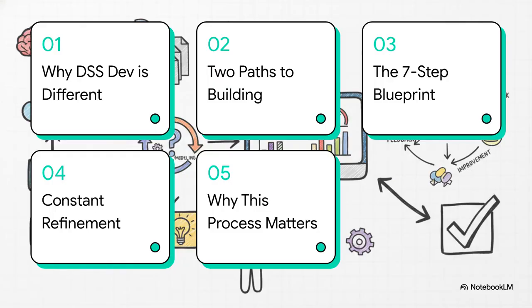So, here's our game plan for this explainer. First, we're going to dig into why building a DSS is so different in the first place. Then we'll look at the two main roads you can take to build one. After that, we'll walk through the detailed 7-step blueprint, uncover the secret ingredient of constant refinement, and finally, wrap up with why this whole process is such a big deal for making smarter decisions.